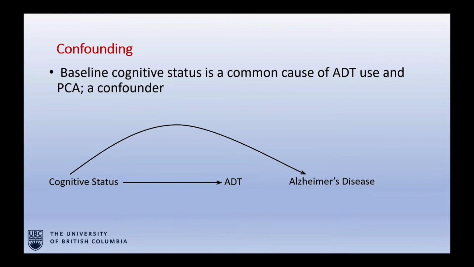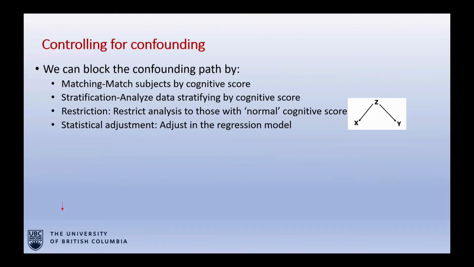And again, you have this typical causal diagram of a confounder where cognitive status is a common cause of ADT use and Alzheimer's disease. And we can adjust for this again, through different techniques of matching men by the same sort of cognitive score or a stratified analysis.